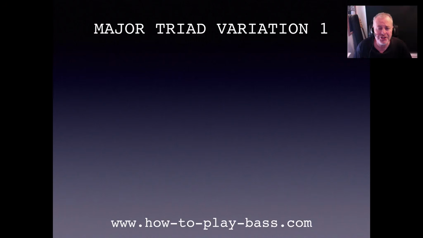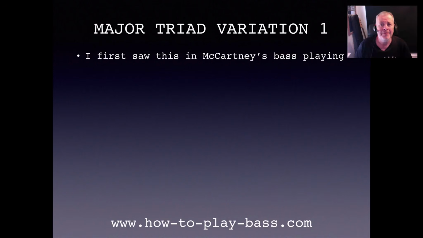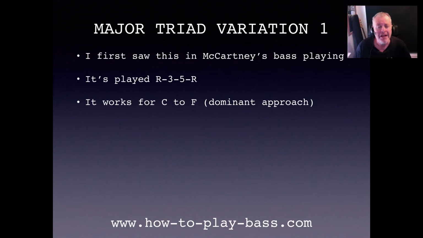So let's look at major triad variation 1 first. Now this is something that I first saw in Paul McCartney's bass playing, and what he does is he plays root 3-5 and then he goes back to the root, and this works for C to F because he goes back to the root, which is obviously the root of the C chord, and that's a dominant approach note to the F, and that can be either a lower dominant approach or an upper dominant approach. The example I'm going to show you in a moment, we're going to go up to the root of F, so it will be working as a lower dominant approach.